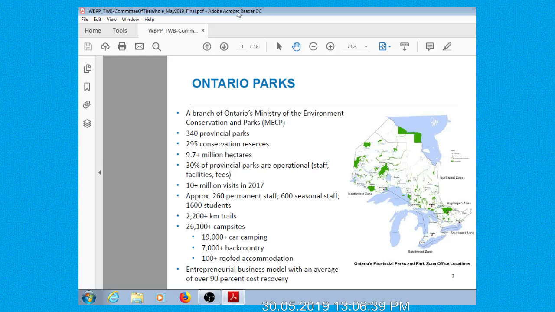Yeah. So then the last point is one that we've talked about before, but it's coming to bear in an interesting way. So we operate under an entrepreneurial business model. We have an average cost recovery of over 90%. So that means the money that comes into our gates, the parking passes that we sell, the firewood that we sell, the canoes we rent, or the campsites, all of that money goes into a pot, and that's what we use to operate our parks.